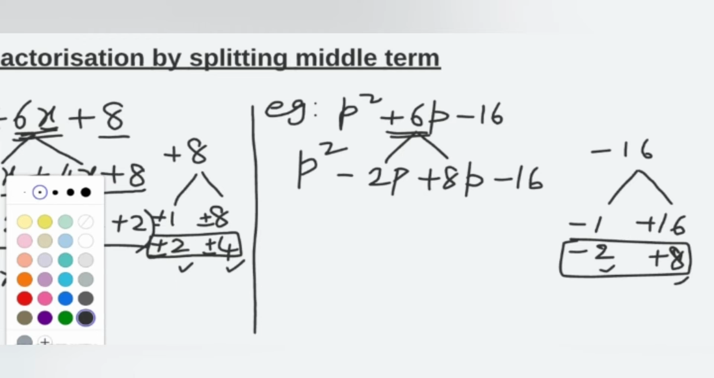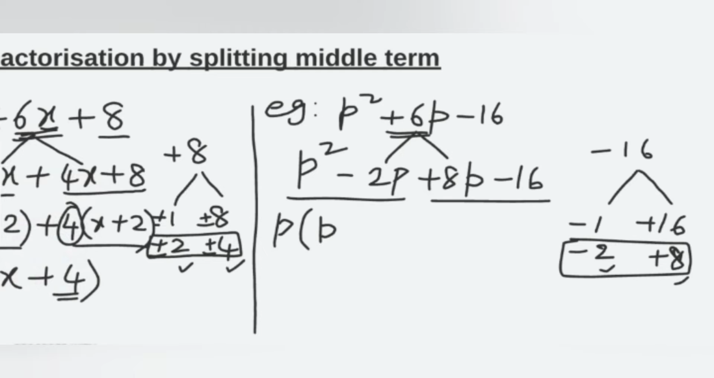Minus 16 as it is. If you add these two, minus 2p and plus 8p, you are getting plus 6p. So now these first two terms as one group, last two terms as one group. So take common p from the first two terms and write here p into p gives you p square, and p into minus 2 gives you minus 2p, plus here 8p minus 16.